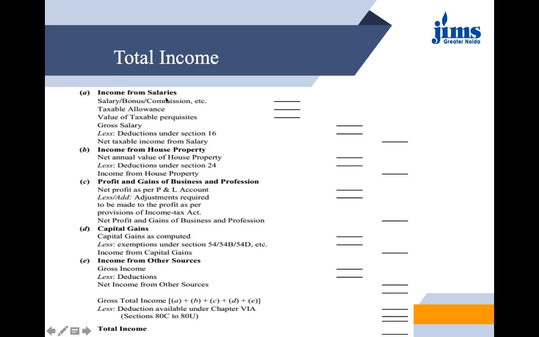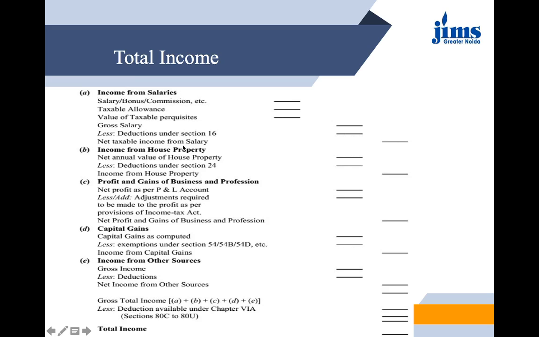We have income from salaries. I told you this is the first head, and that can be in the form of salary, bonus, commission, in any form. If there are any taxable allowances, if there are any taxable perquisites, from there you obtain your gross salary. Thereby you give the deduction under section 16 and you obtain the net taxable income from salary.